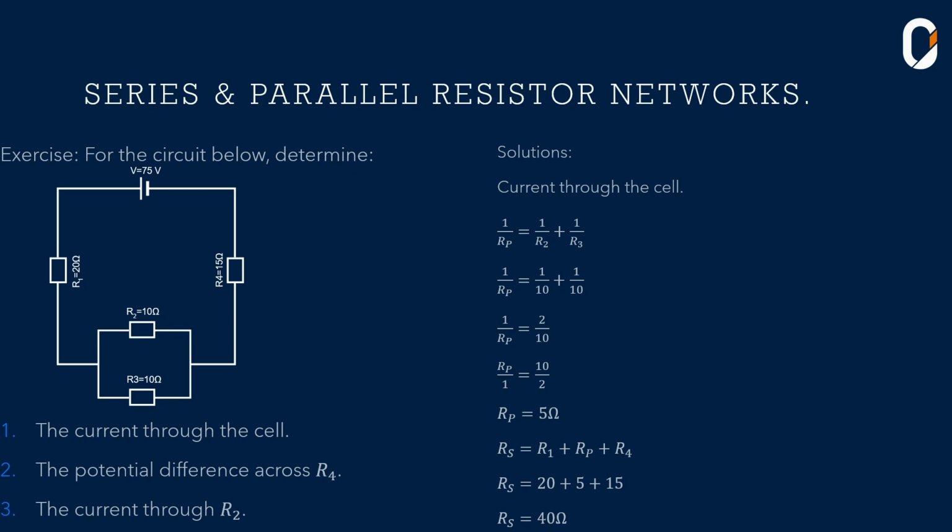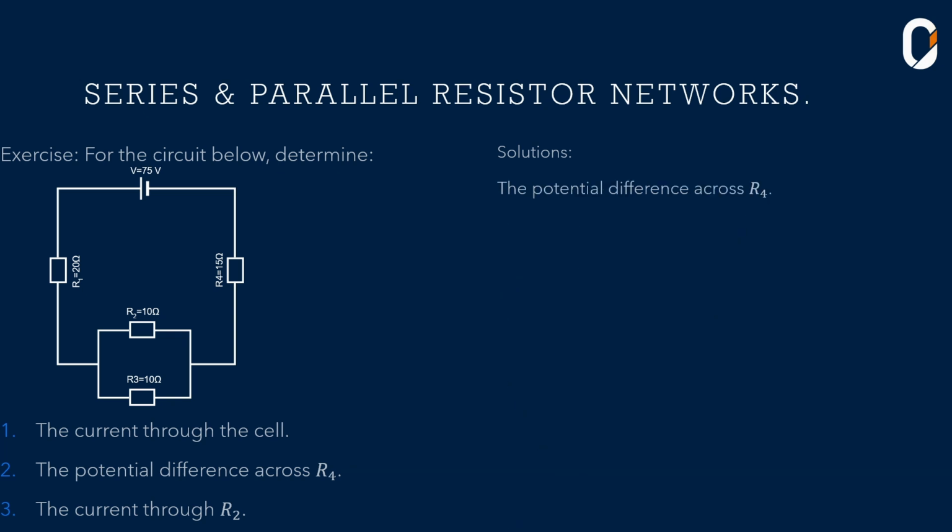Now going on to calculate the current, we'll have I is equal to V over R as per Ohm's law, and substituting in my values, I is equal to 75 over 40, and hence the current is equal to 1,88 amperes. And we have solved that particular question. Moving on to question number 2, the potential difference across R4. First, we're going to say V is equal to IR, Ohm's law. Substituting in my values, V is equal to 1,88 multiplied by 15, which is the resistance, and that will give us a voltage of 28,2 volts.